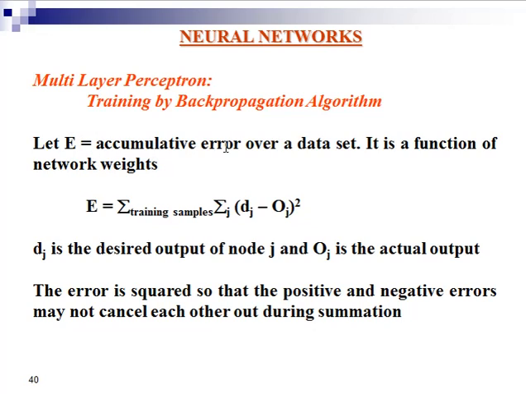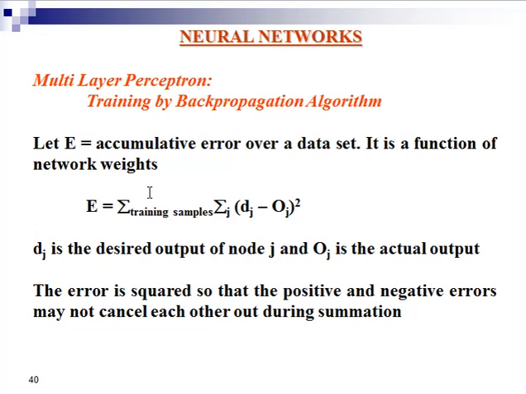So we compute a cumulative error over a data set. We are saying data set here because we compute these errors for all the training examples in the whole data set, right? So you need to do this for all the training samples in the data set, and it can be written as a function of the network weights, right?